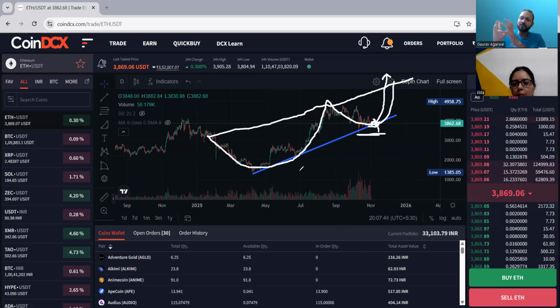So you have to check all the probabilities: trend line, horizontal line, patterns, everything. If you want to increase the accuracy of your trade or investment, you have to see each and everything in the chart. You have to spend time on that.